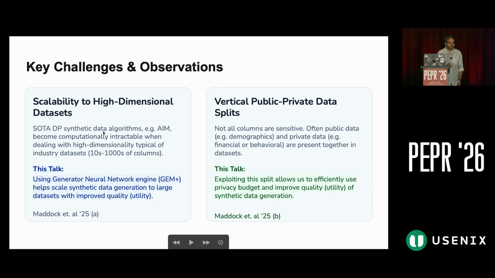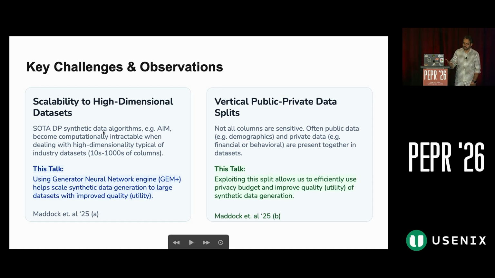The second key observation to think about is that a lot of these data sets are not fully private, in the sense that if you have 100 columns, there's a very good chance that about 30 or 40 of them, or even 50 of them, are information that is either publicly available or not sensitive at all, and only the remaining part of the data is private.